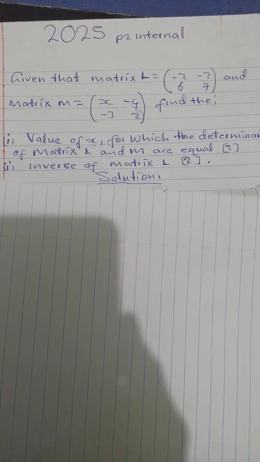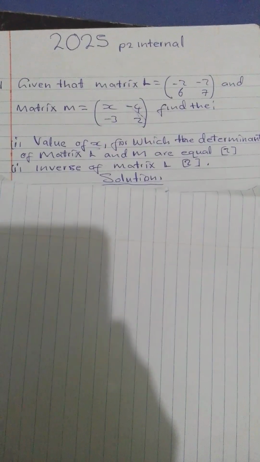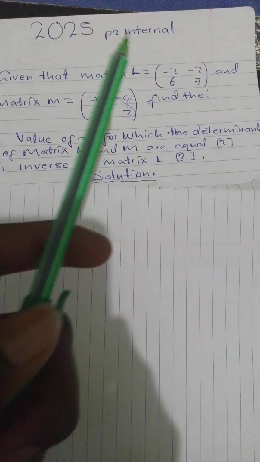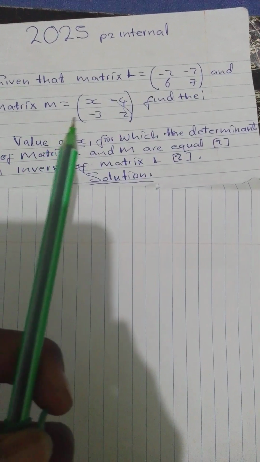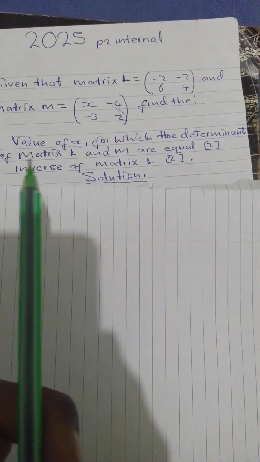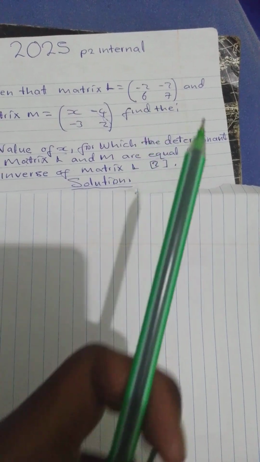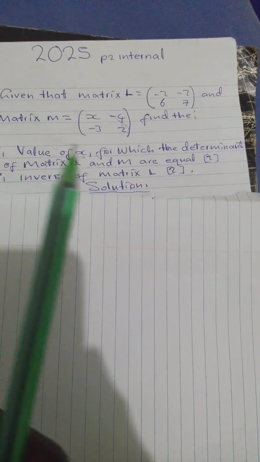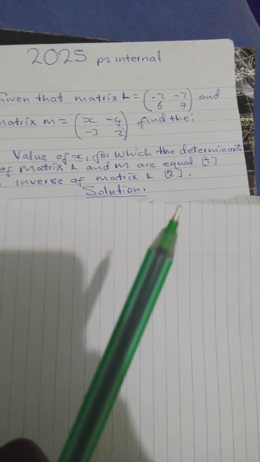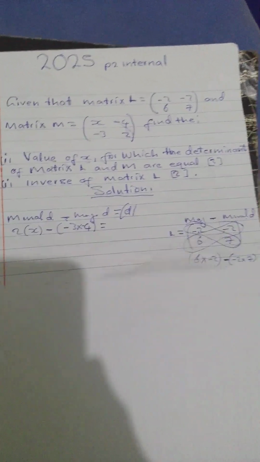So today let's look at this question which came last year, 2025 Paper 2 Question 1, under matrix. The question reads: given that matrix L is equal to this matrix and matrix M is equal to this matrix, find the value of x for which the determinants of matrix L and M are equal. So they're saying the determinant for this and this is equal, and then we find the value of x. To find the value of x, the first thing we should have is the determinant, and the determinant we don't have. So let's solve this question.